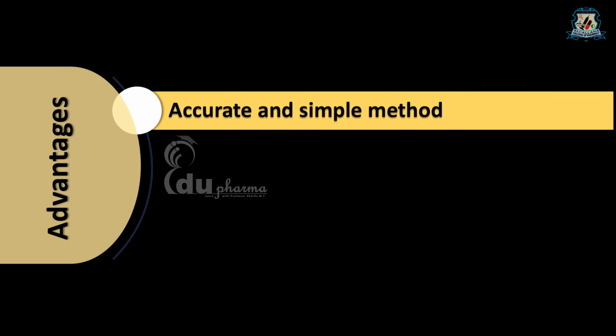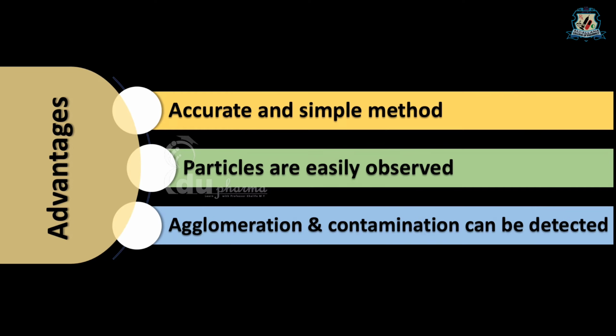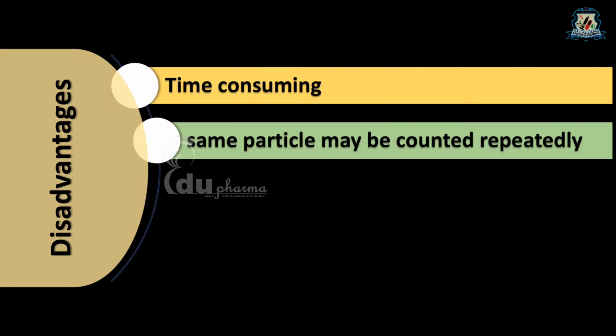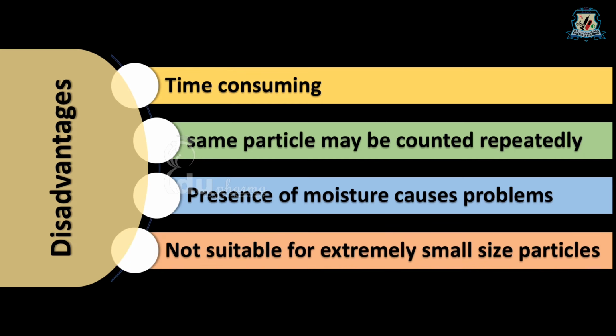Let's come to the advantages. Advantages of optical microscopy include that it is an accurate and simple method, particles can easily be observed, and most importantly, agglomeration and contamination can be detected under a microscope. Disadvantages include that it is time consuming, as counting the individual particles makes this method more tedious. Another limitation is that the same particle may be counted repeatedly. Also, the presence of moisture causes problems, and this method is not suitable for extremely small particles.